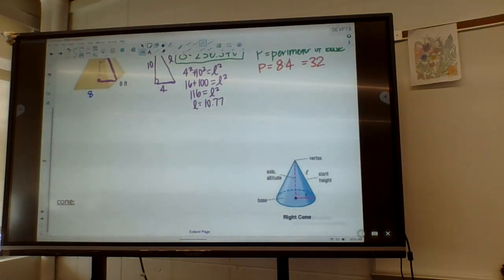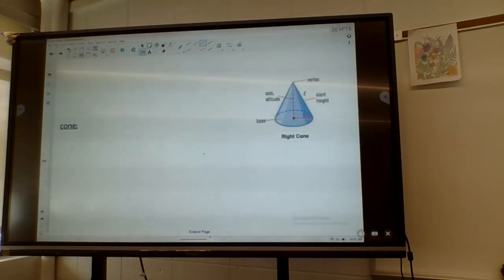So our cone, it's important to point out that the base of our cone is a circle. So we're going to talk about cones that have circular bases rather than, I don't know, waffle cones. Waffle cones maybe have, yeah, those are circular bases. So our base is a circle.